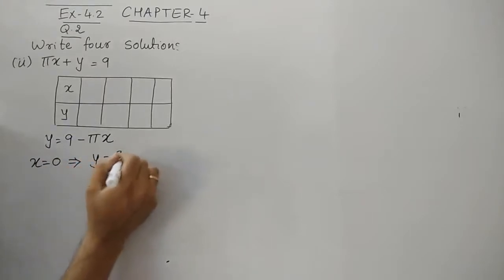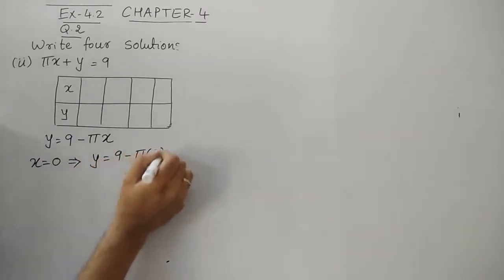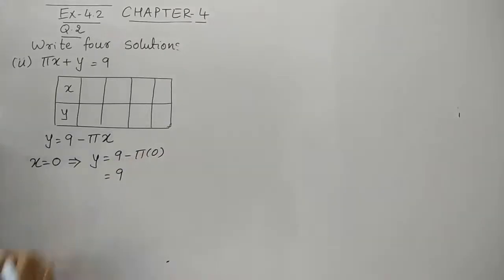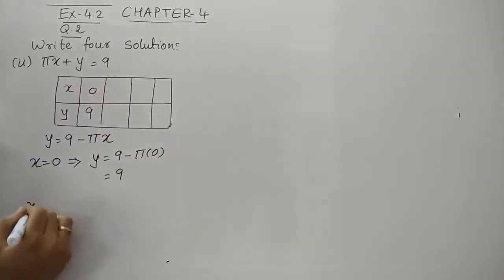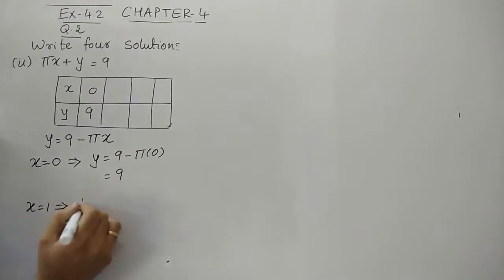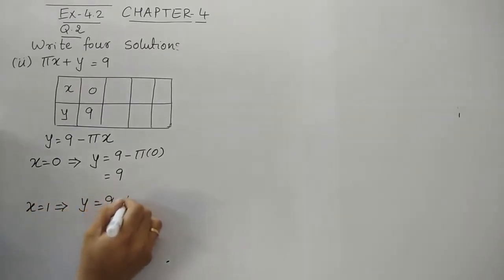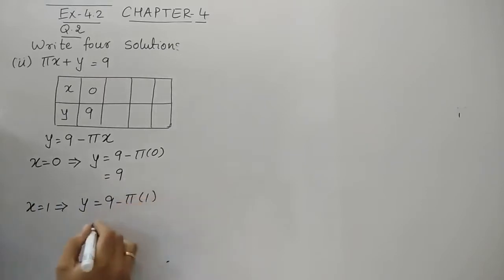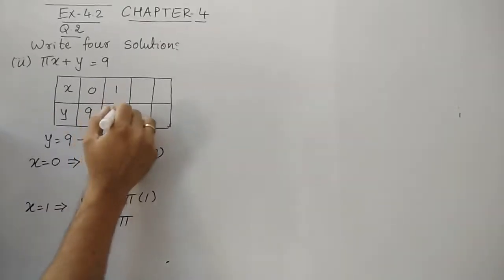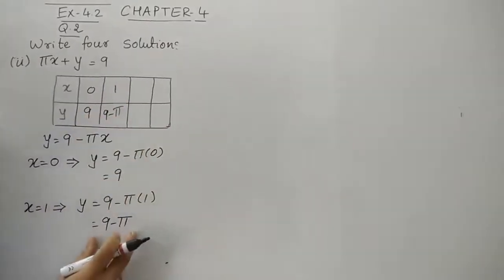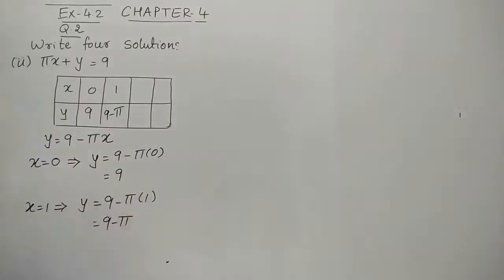So y is equal to 9 minus pi into 0. 0 multiplied by any number is always 0. So when x is 0, y is 9. Now let's go for x 1. So y is equal to 9 minus pi into 1. No need to simplify this. We can keep it 9 minus pi. It looks quite odd, but we are not supposed to represent it on graph paper. हम इसीलिए ऐसा रख रहे हैं.